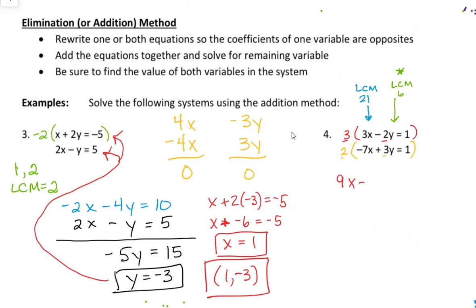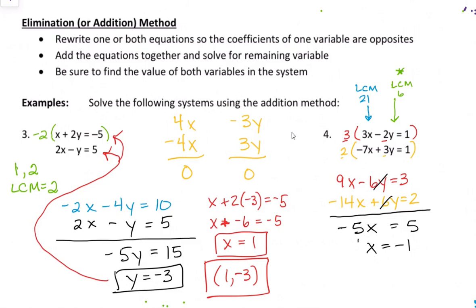That gives me 9x minus 6y equals 3. The second equation gets multiplied by 2, so that's negative 14x plus 6y equals 2. And then I'll go ahead and add those together, and the y's should drop out. So 9 plus negative 14 is negative 5x. And notice the y's are going to subtract out, equals 5. And now I've got a single equation that I can solve for x. So I get x is equal to negative 1. So there's half of my ordered pair.